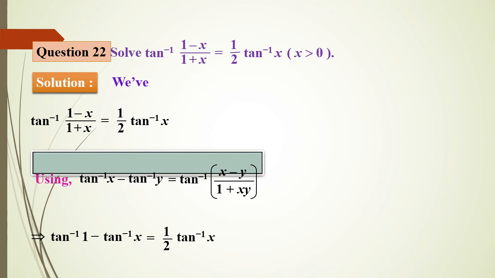Keep tan inverse 1 there, then 1 by 2 tan inverse x also keep there. Then the minus tan inverse x on the left hand side you take to the right hand side, so it will be plus tan inverse x. Now you take tan inverse x common and find the LCM: 1 by 2 plus 1 can be written as 3 divided by 2. So it will be 3 by 2 into tan inverse x.